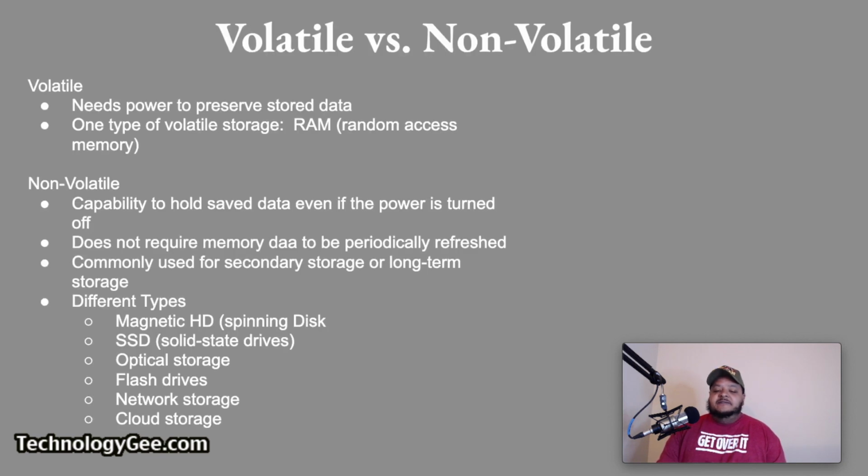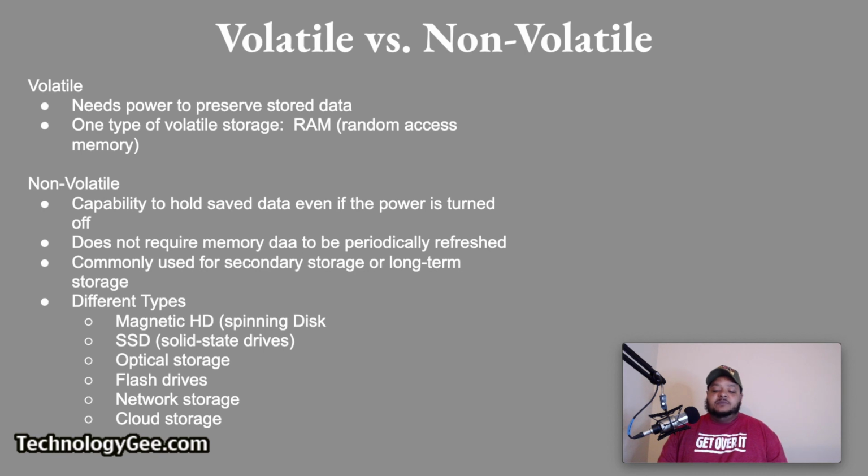All right, so let's talk about volatile versus non-volatile. Volatile storage is a type of computer memory that needs power to preserve stored data. If the computer is switched off, anything stored in the volatile memory is removed or deleted. There is only one type of volatile storage, called RAM, or random access memory.